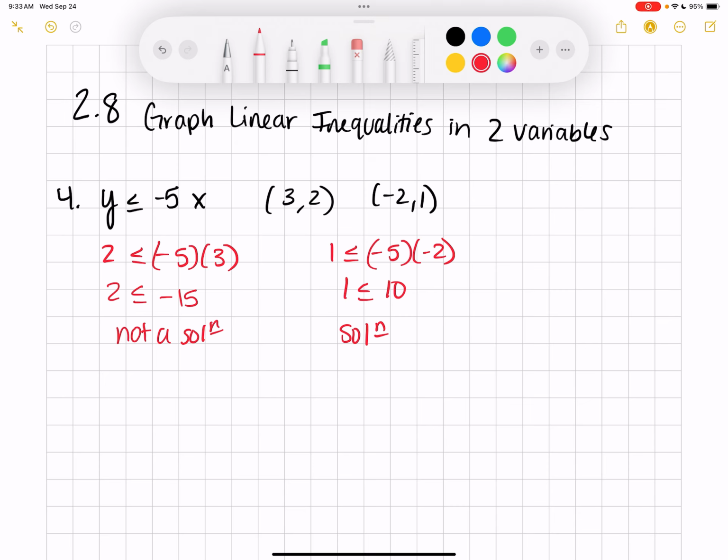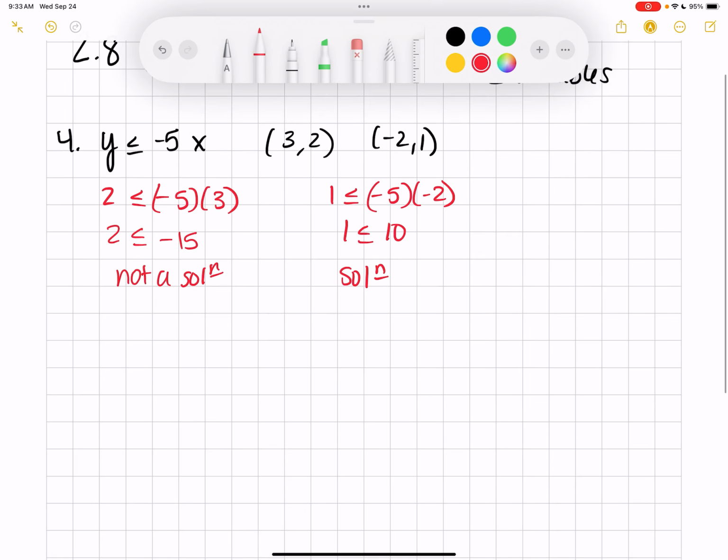All right, number 8, x is greater than or equal to 6. So just as a reminder, if it's a greater than or equal to or a less than or equal to, we have a solid line. If it is just greater than or just less than, it's dotted.